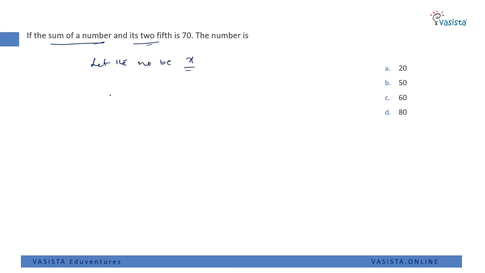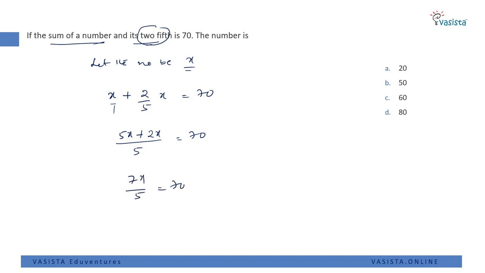So the sum of a number, x, and 2/5 of the same number, that is x, is equal to 70. Now take the LCM on the LHS. 5 is the LCM here. So this will become 5x plus, when you divide 5 by 5, 1 into 2x, is 2x, is equal to 70. 5 plus 2 is 7x by 5 is equal to 70.